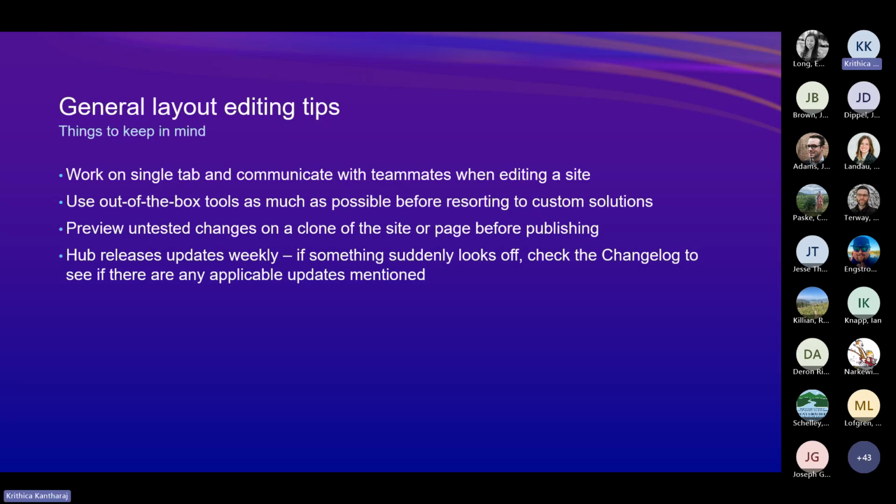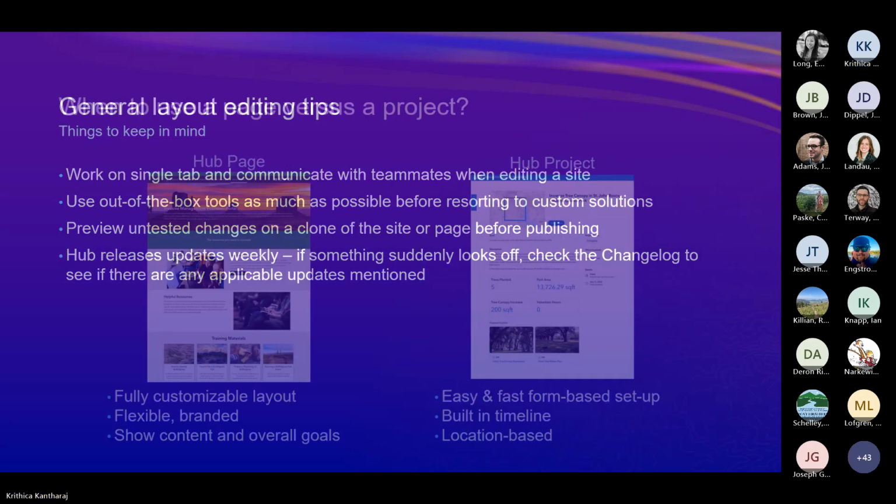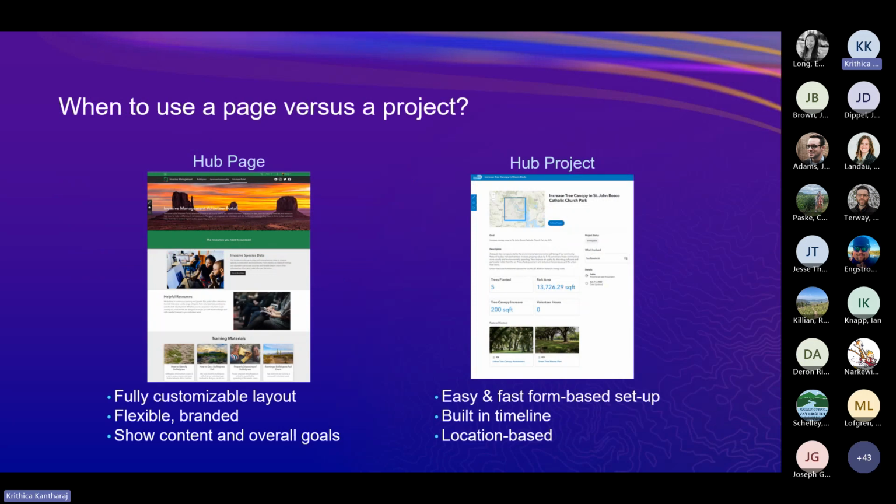And Hub releases updates to the product almost every week. So if something suddenly looks off, we have a change log that includes all the different changes that we made to the product with the most recent release. So you can always look that up to see if any of the applicable updates mentioned there are causing things to look different. So the last concept here is we've introduced something called projects. Projects is a part of Hub Premium.